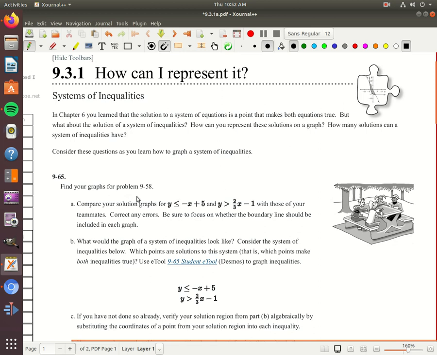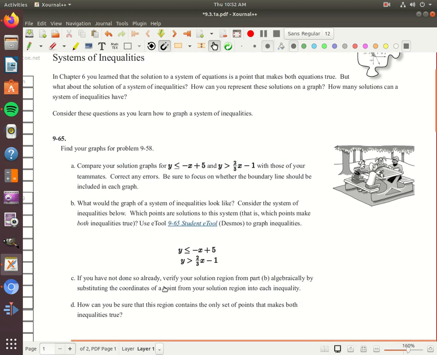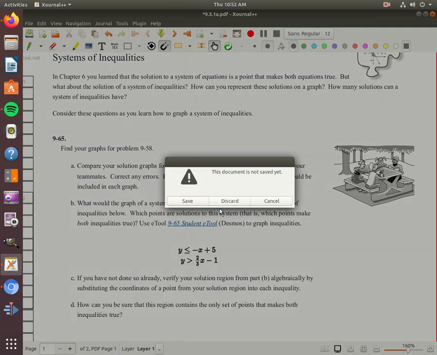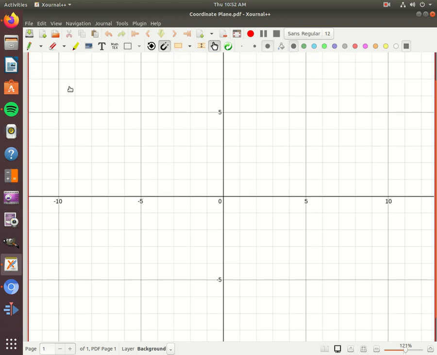So it's asking us to go back to problem 958 and look at our solutions for these two inequalities. What it's going to ask us to do is essentially put these two things on a coordinate plane together to see what the solutions look like, and then we're going to answer a couple questions with it. If you've not done so already, verify your solutions algebraically by substituting in coordinates of points. And then, how can you be sure that this region contains the only set of points that makes both inequalities true? So we're going to discuss problem 965. Again, I'm going to jump over to a coordinate plane and do the entire problem, and then we'll come back and keep working on this lesson.